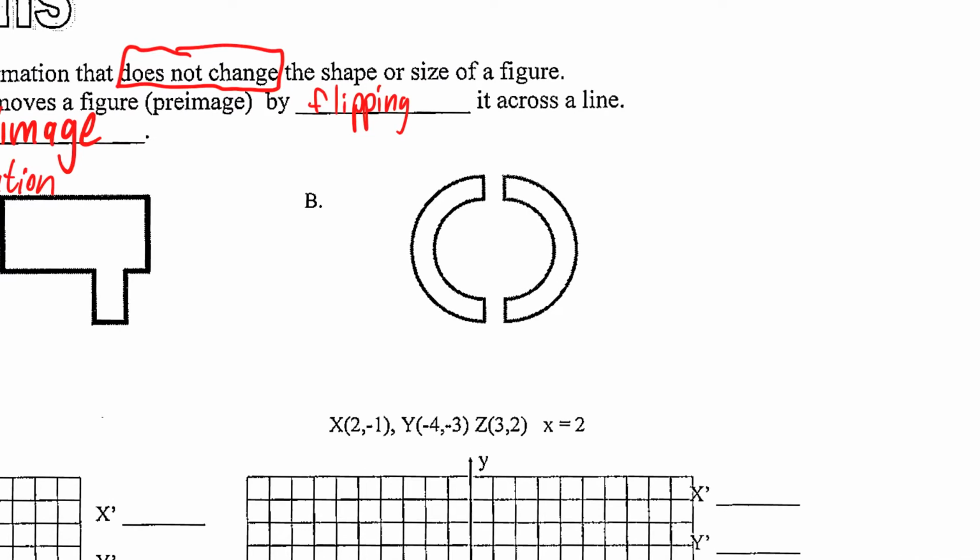Does this look like a reflection? Yes, it does. If you think about this line right down the middle here, that's what it got flipped over. That's what we call the line of reflection. Okay? That line right there is the line of reflection.